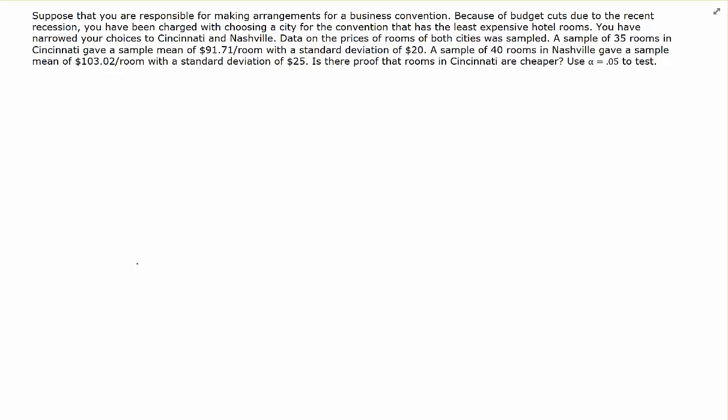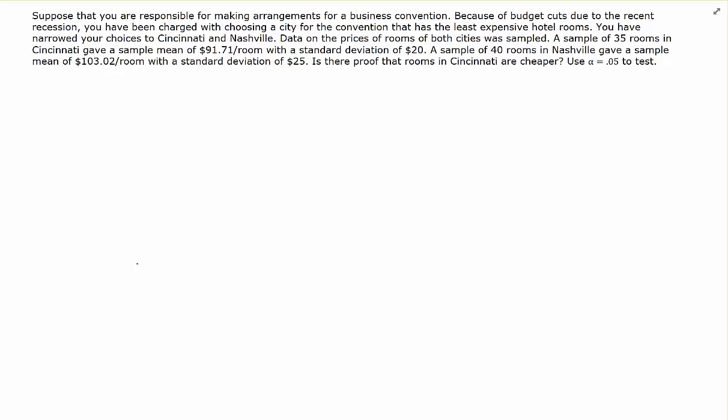Suppose that you are responsible for making arrangements for a business convention. Because of budget cuts due to the recent recession, you have been charged with choosing a city for the convention that has the least expensive hotel rooms. You have narrowed your choice to Cincinnati and Nashville.